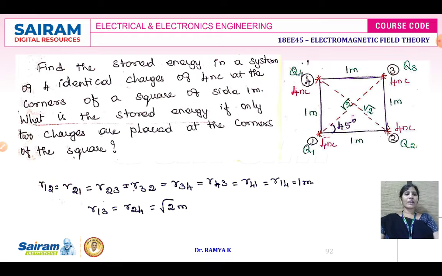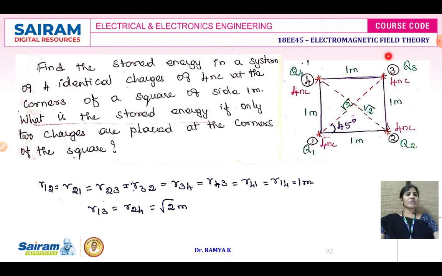Here we have to analyze when Q1 is there. Other charges were not there. So, at that time the work done will be 0. Here when you are bringing Q2 from infinity to the point under consideration, only Q1 will be available. So the work done for Q2 is W2, which is equal to Q2 into Q1 divided by 4 pi epsilon R12.